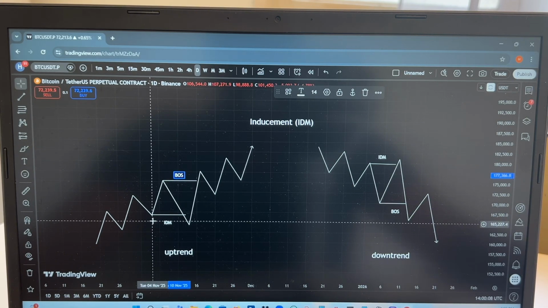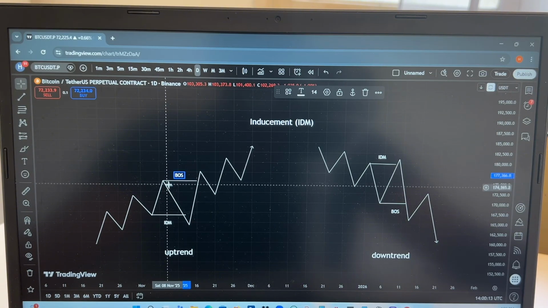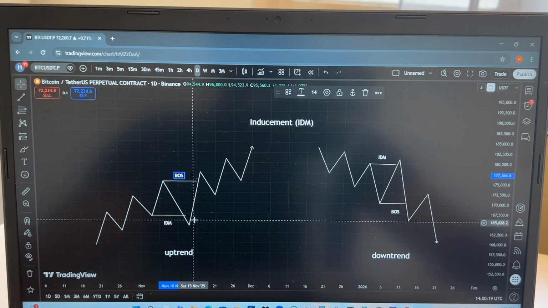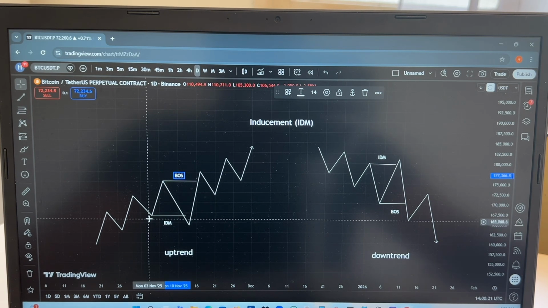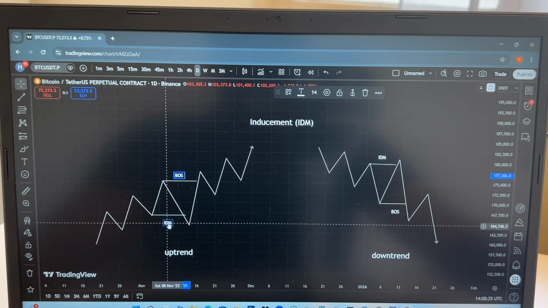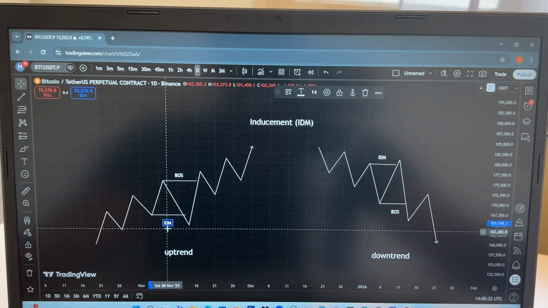But previously I told you guys, once a previous low is hunted by the market, we draw a line from that hunted low to the BOS which hunted the low. So this line is called the inducement. So there you go, this is the inducement. We are just going to call it IDAM. It's easy. So there you go. This is the BOS and this is the inducement.